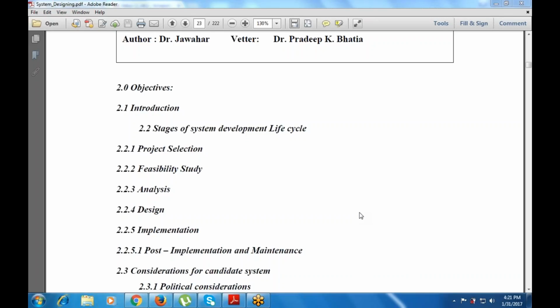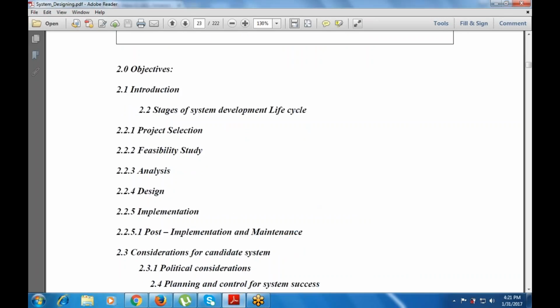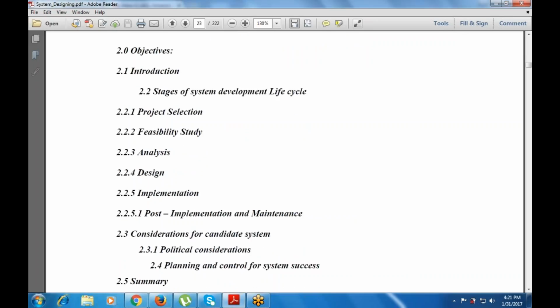So this is used to apply the properties that are available to fetch the data for the system. That is used for the analysis phase, the design phase, and the implementation. Post-implementation maintenance is also available for the consideration of the candidate system, along with political consideration, planning and the control for the system access.